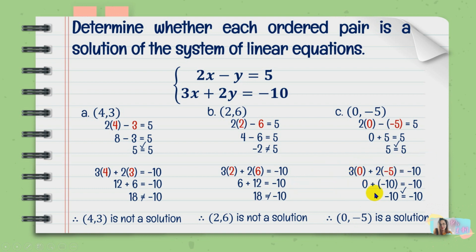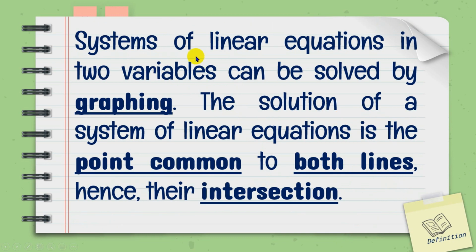So, yun po yung dapat nating tandaan at yun po yung hahanapin natin in solving systems of linear equations. We're going to look for the solution that will satisfy both of the equations within the system. So, how are we going to do that? Systems of linear equations in two variables can be solved by graphing. The solution of a system of linear equations is the point common to both lines, hence their intersection.